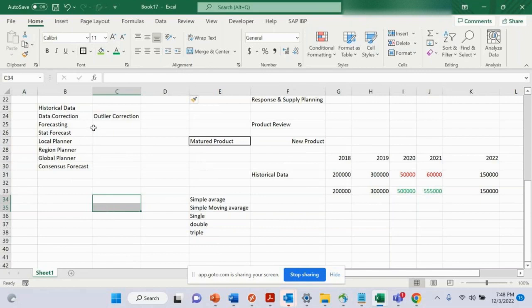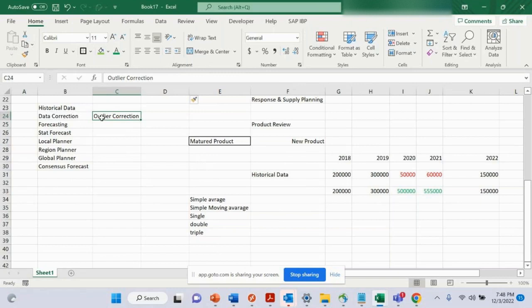And then when this data is in IBP, we can do this data correction, this outlier correction, in different ways in different modules. So in SNOP, we can't edit the outliers by the system. SNOP does not come with the outlier correction license. We have to do it manually for SNOP. The planners need to go and change the numbers manually.